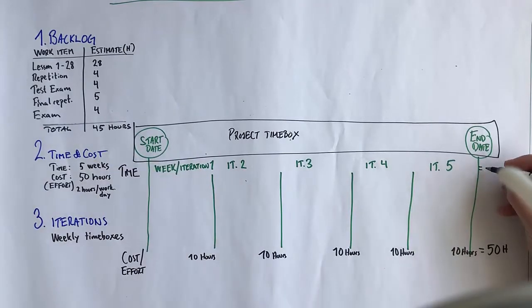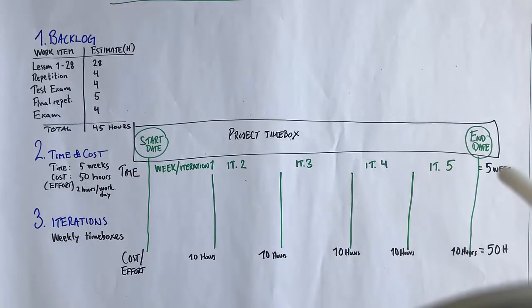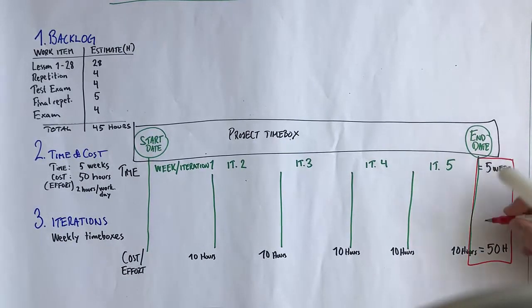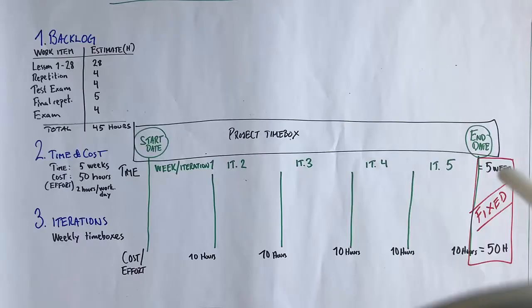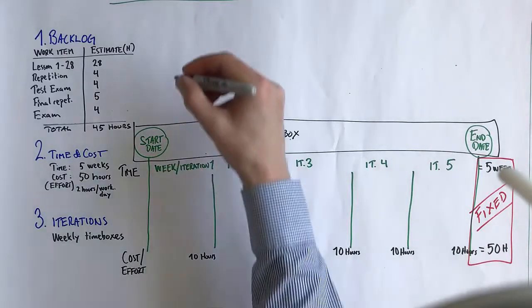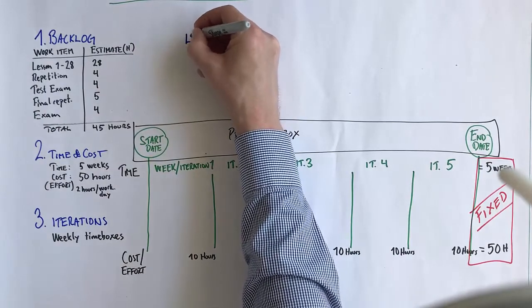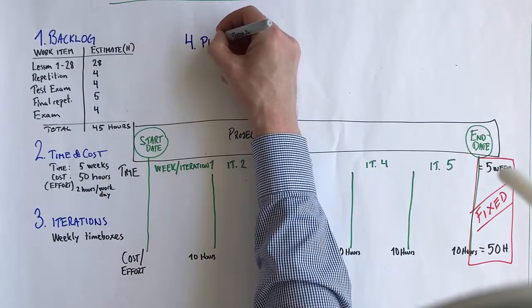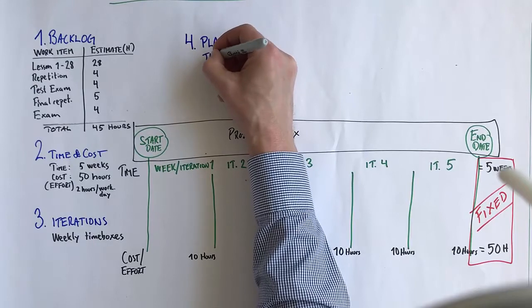Okay, just to go back and look at our two time and cost variables, the cost all equals out at 50 hours and the time is 5 weeks. And that is fixed. So we're going to fix that. So far so good. Now step number 4 would be to plan the work. Okay, we're going to plan the work.